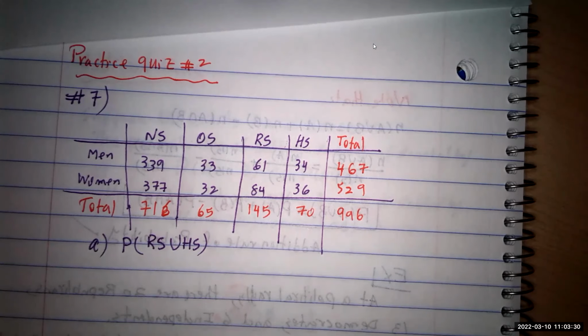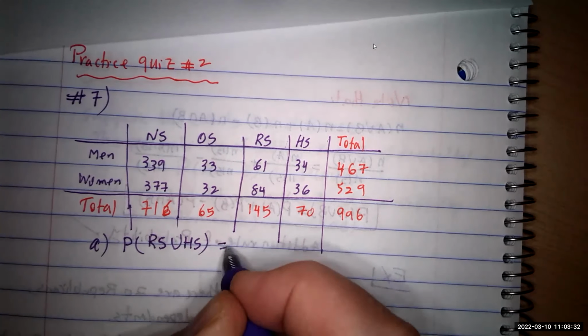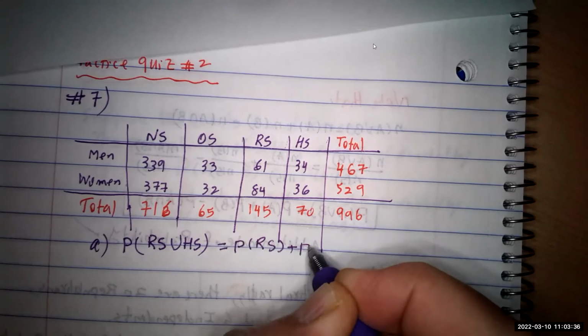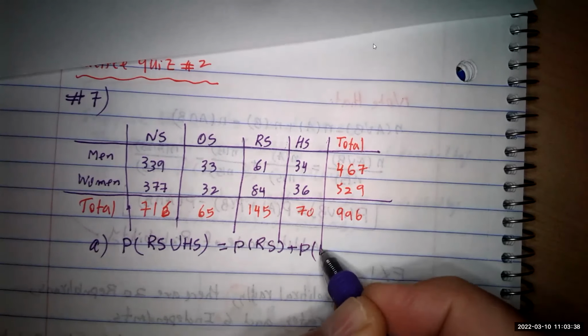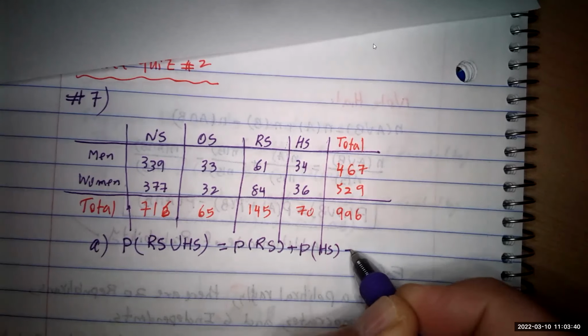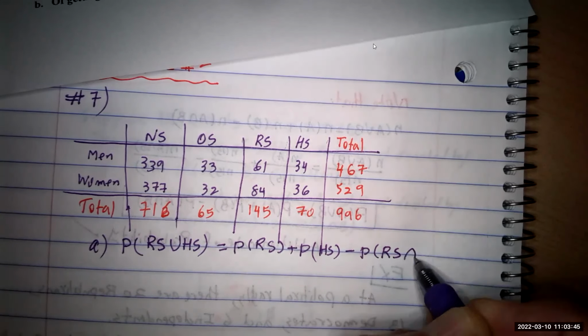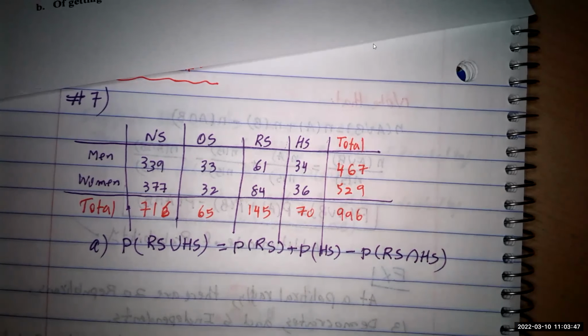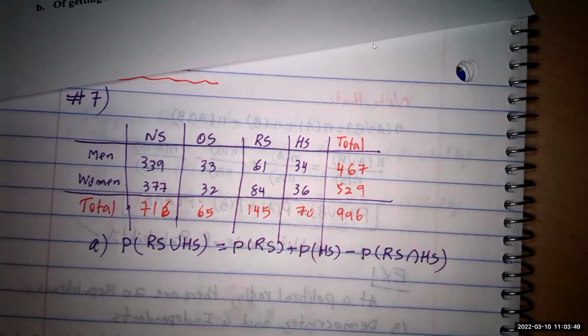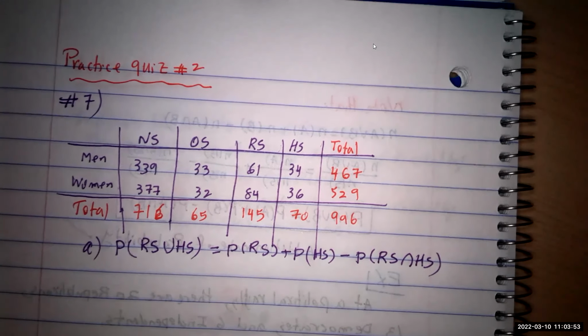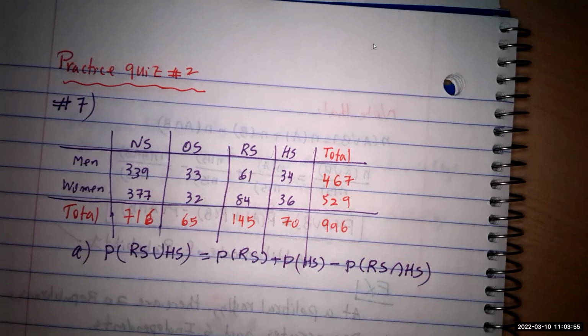So write the formula. You know the formula. It's going to be the probability of the first one, regular smoker, plus the probability of the second one, heavy smoker, minus the probability that the person is a regular smoker and a heavy smoker. Okay, so that's the addition probability rule that we have. Now substitute each one of them.